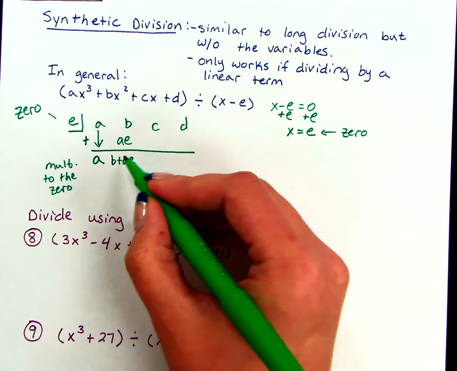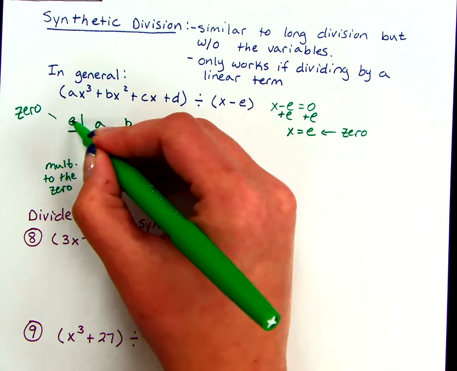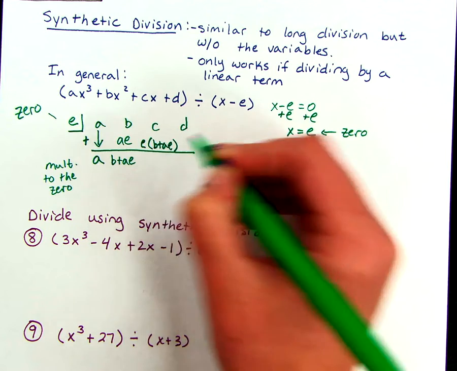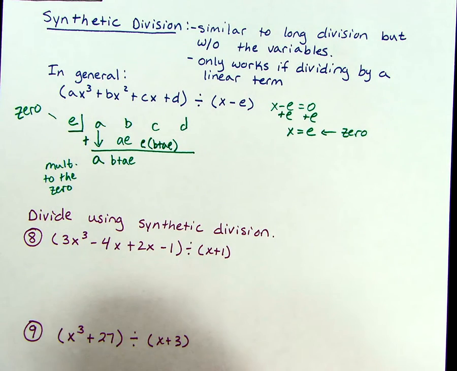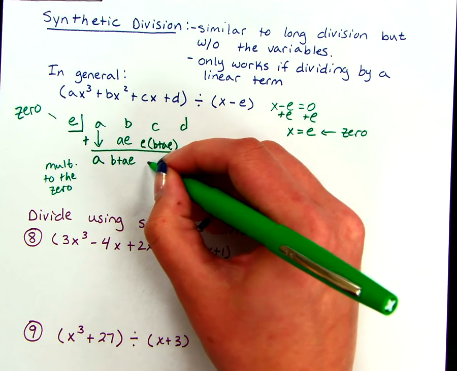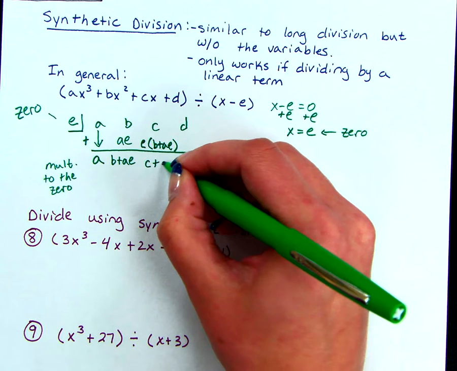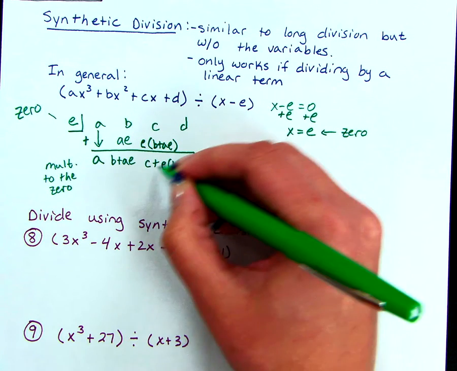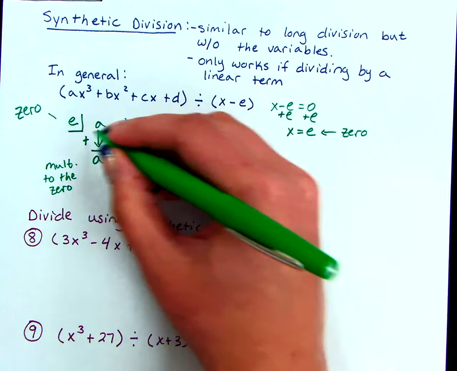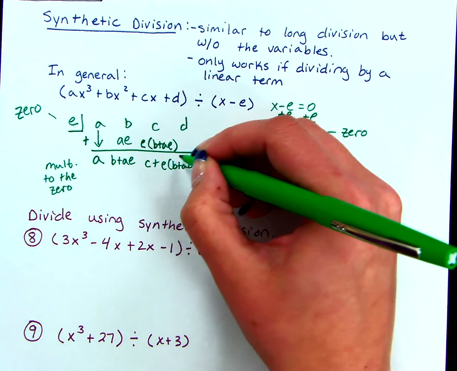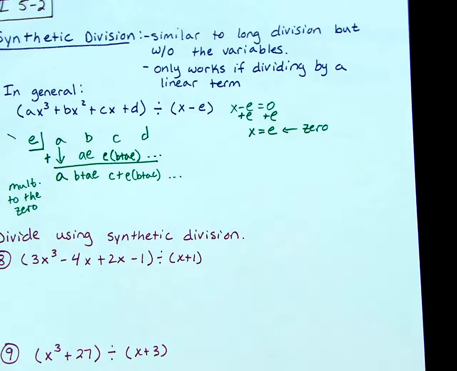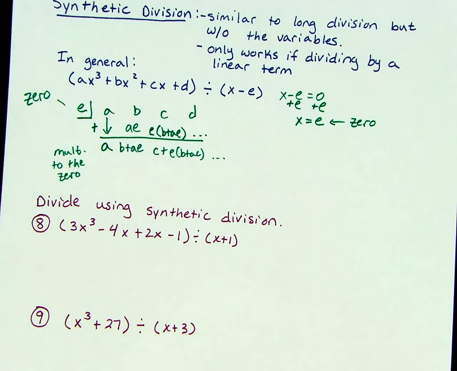And then now we're back to multiplying, so I'm going to take whatever this number is times the 0 again. So e times b plus ae, and then we would add those together. So this would be c plus e times b plus ae, and then we would go back to multiply, so this would go into its group, and then it would go here, and we would continue until we ran out of terms. Okay, so I'm not going to finish that problem, but that's the idea that we're doing.